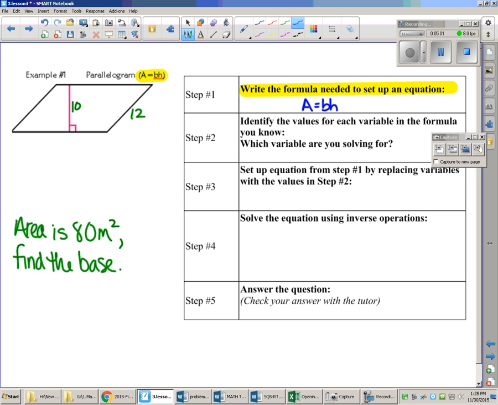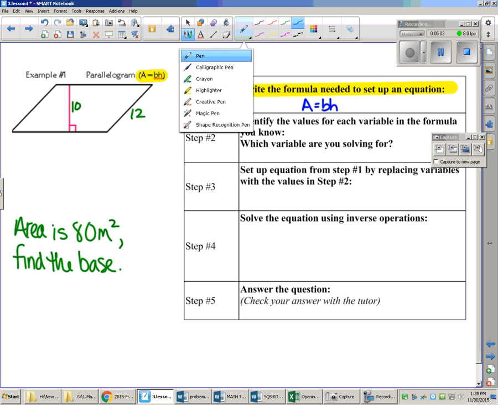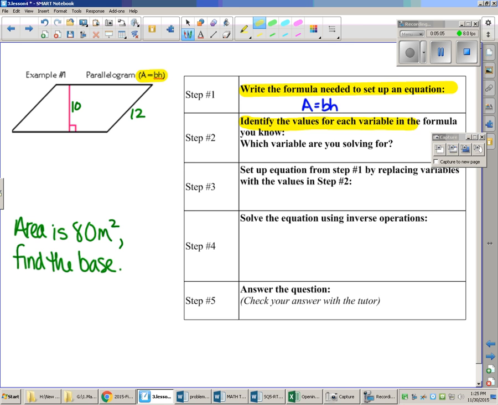The next thing they say is to identify the values for each variable in the formula you know and which variables you're solving for. Well, when I look at this formula, A equals BH, I know the A value. They told me that down here. They told me the A is 80.